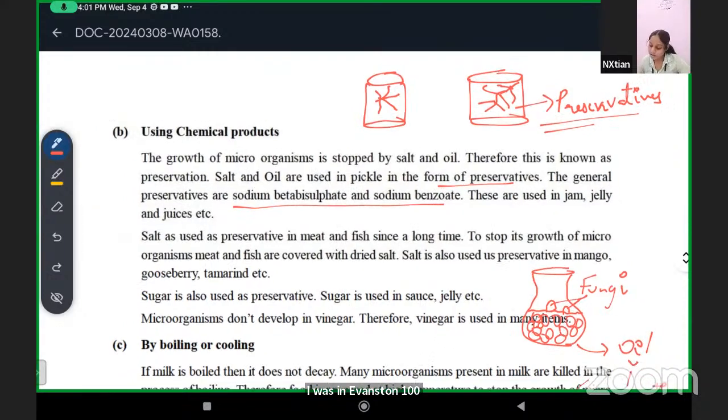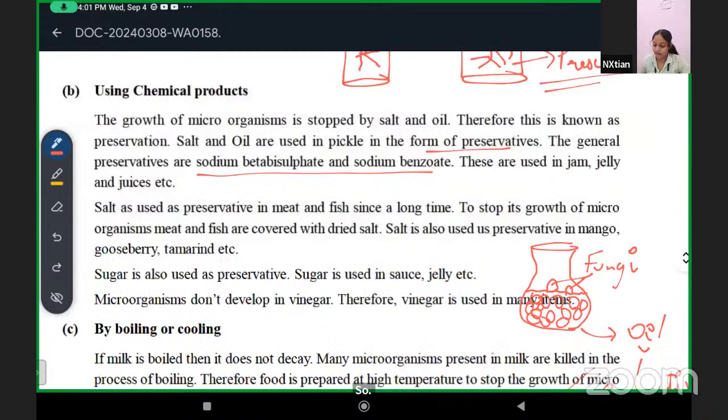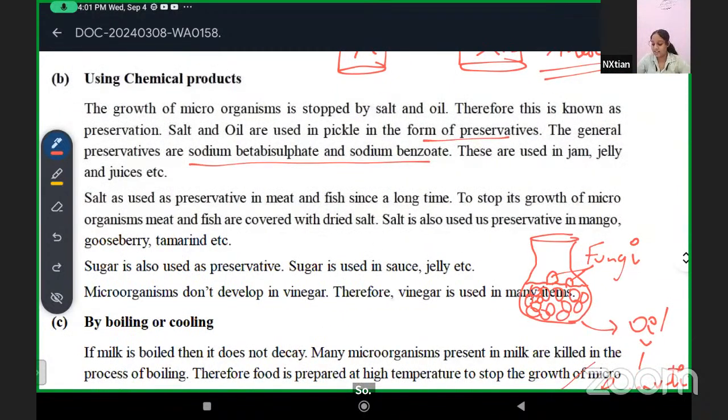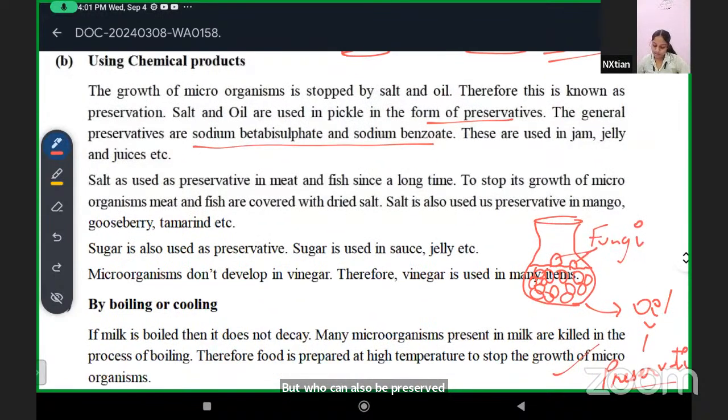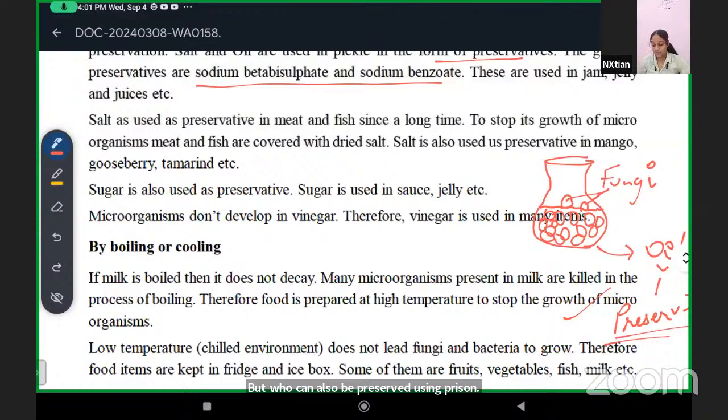So those animals are also preserved in preservatives, but food can also be preserved using preservatives. Salt is used as a preservative in meat and fish. It lasts a long time, like Abraham said.